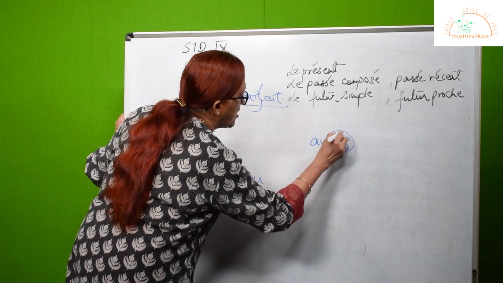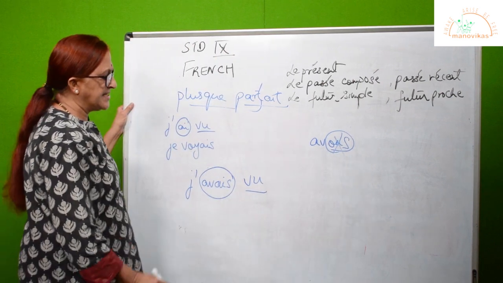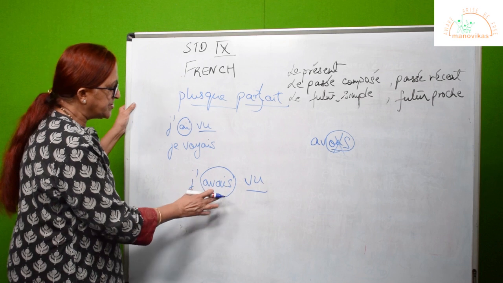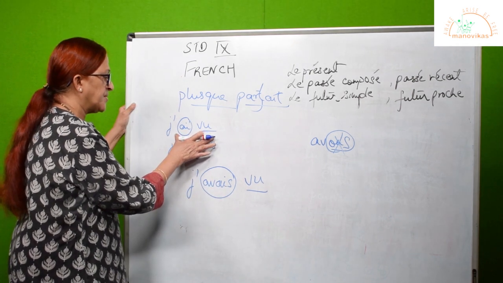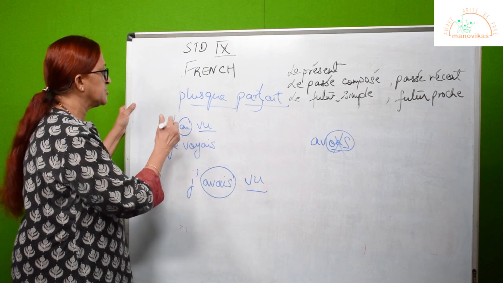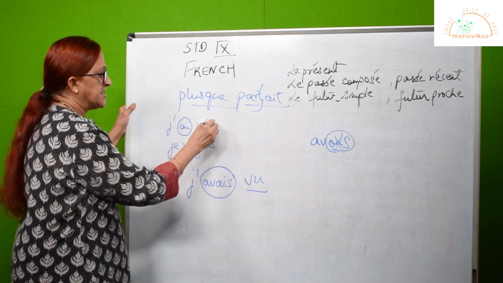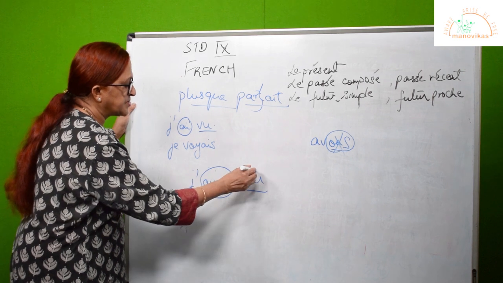We have taken it from avant, where I have cut off the ons and added the endings. So this is a composite verb. This also is a composite verb. Why do we call it composite? Because there is an auxiliary and a past participle.